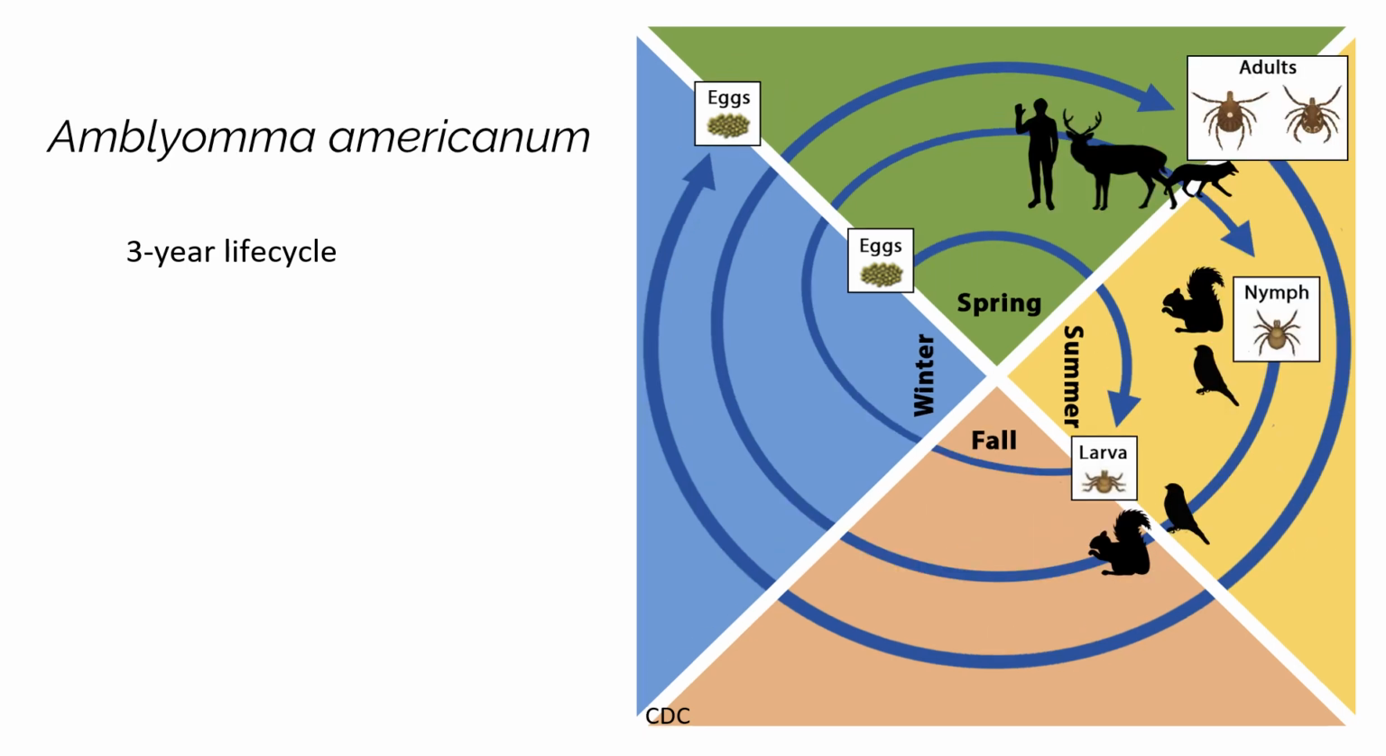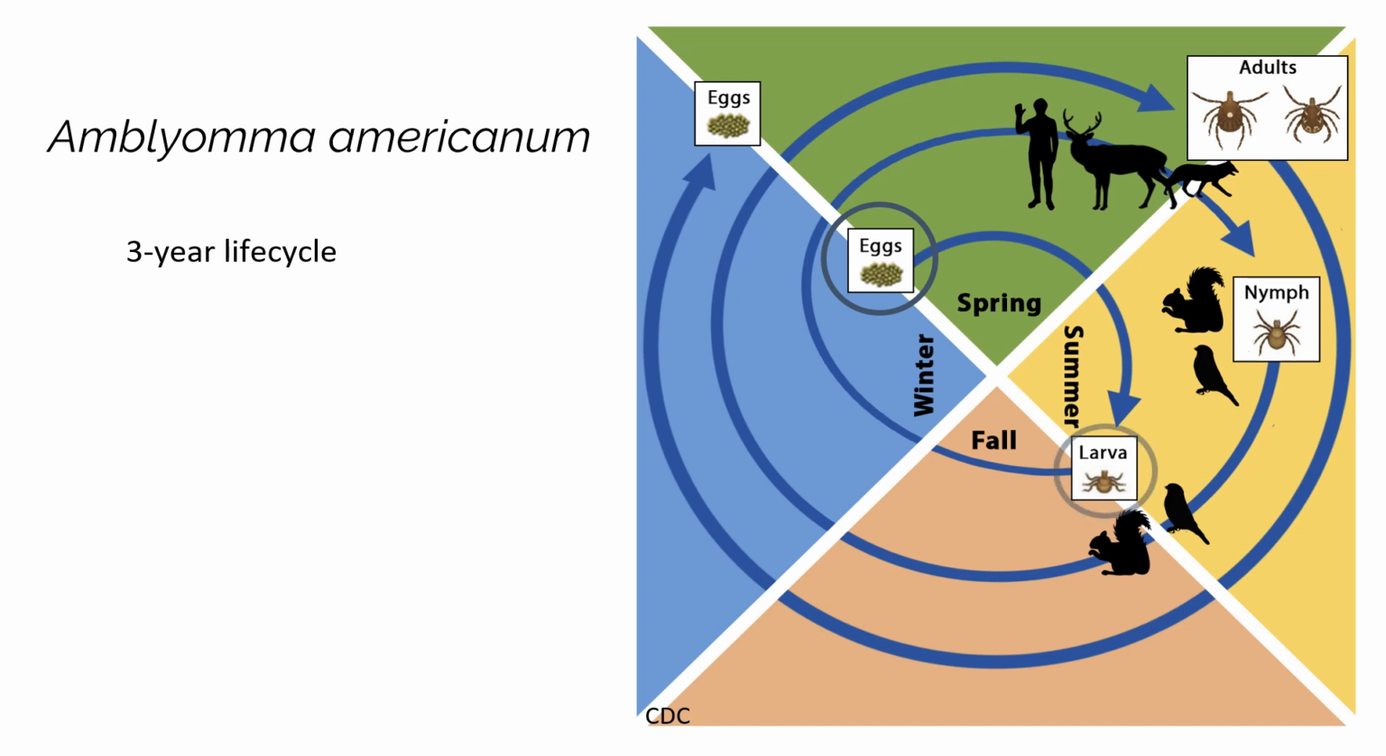We will now review the life cycle of the Lone Star tick. It again begins with an adult female laying their eggs in the spring. Six-legged larvae hatch in late summer. They are active through the early fall, aggressively feeding on ground-dwelling hosts like birds and squirrels.